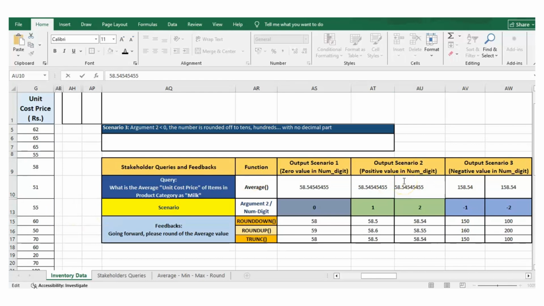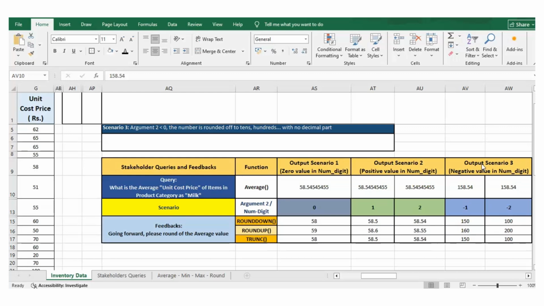Let us now discuss scenario 3 where num_digit is assigned negative values. Here also we will be considering two examples. In example 1, the num_digit is assigned -1 and in example 2, the num_digit is assigned -2. The input number is different here. We have considered 158.54 as an input parameter for explanation purposes.